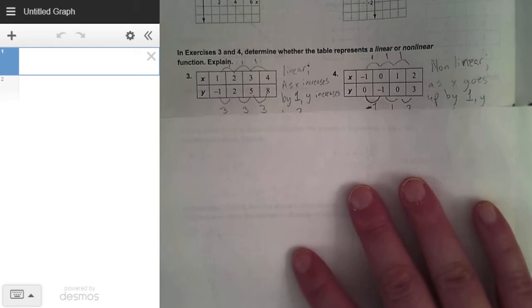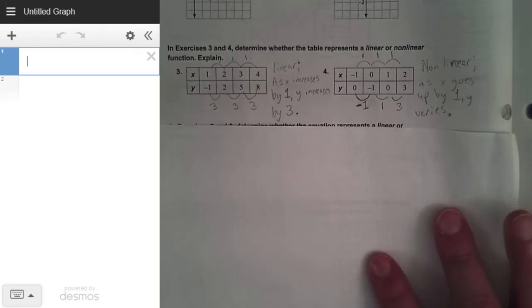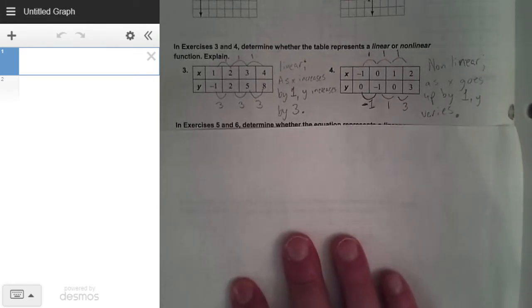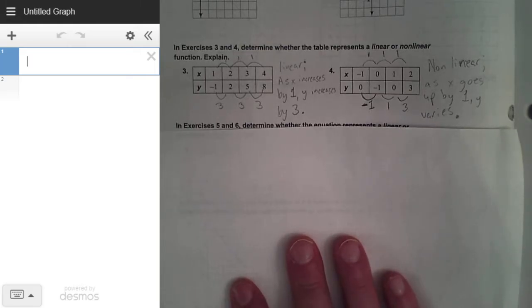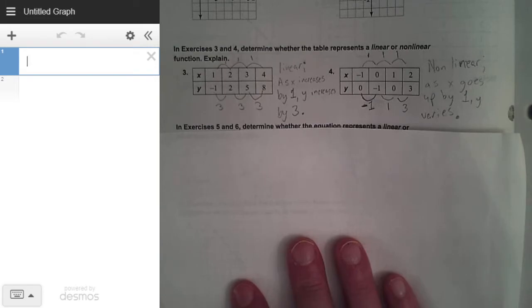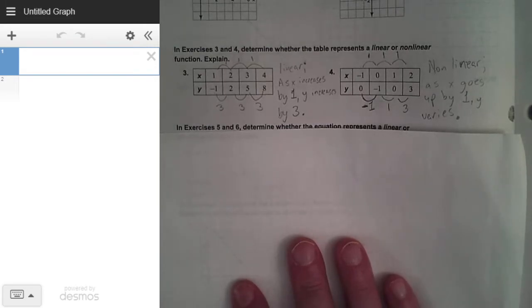Another thing that we look at is tables. When we're looking at tables, is a table linear or nonlinear? What we want to determine is, does it have a constant rate of change or not? If it has a constant rate of change in both the x and the y, then we know that it is linear. If it doesn't, then it's nonlinear.